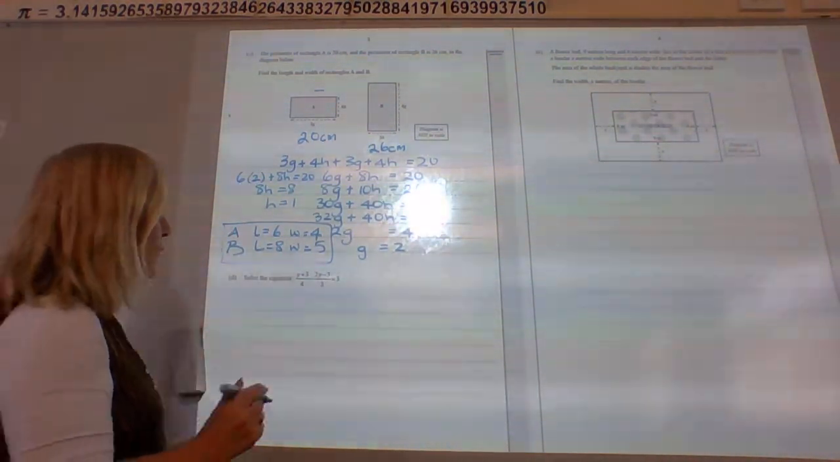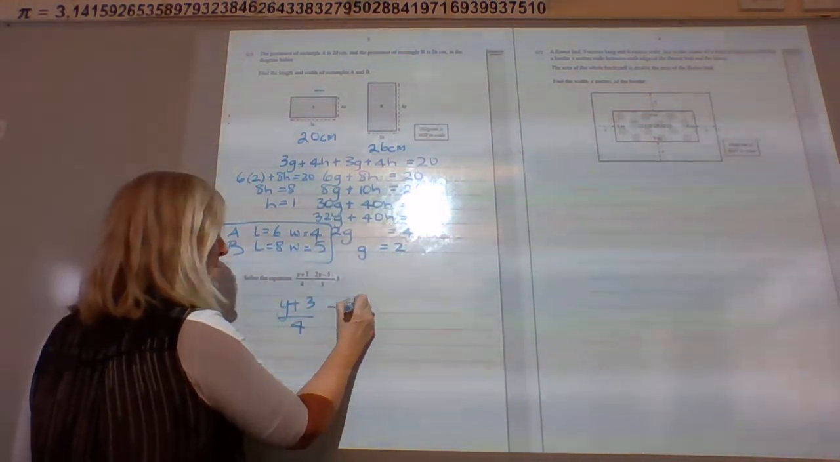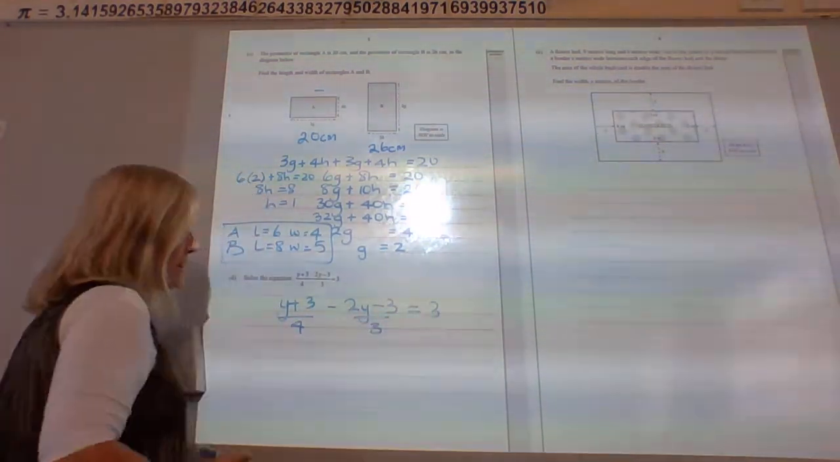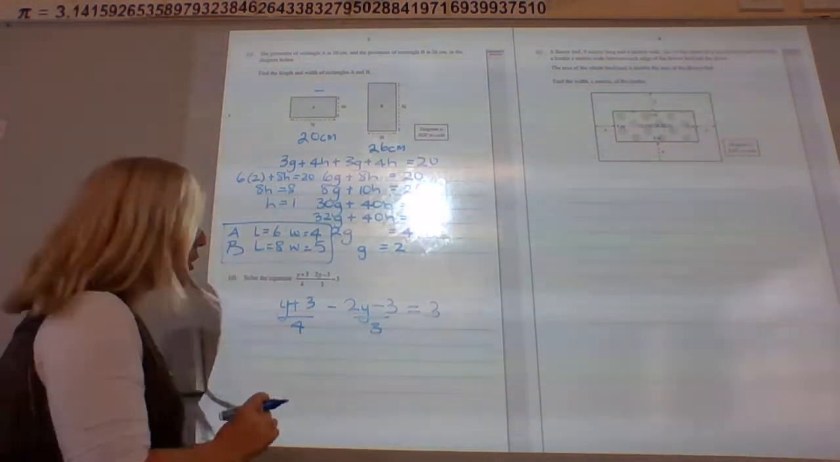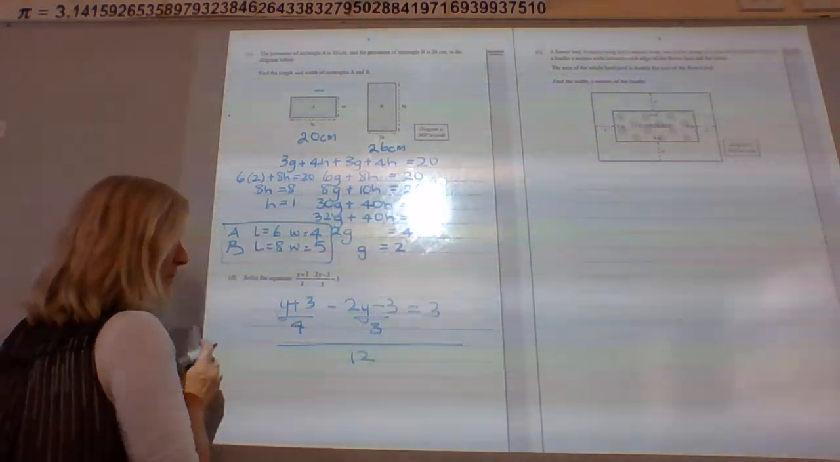Right, we're solving this equation. So this equation says y plus 3 over 4. I'm rewriting them because they're so small on the screen. You don't have to rewrite them. Right, first of all, what we need to do here is have a common denominator. So we're going to put the whole thing over 12, those two multiplied together.